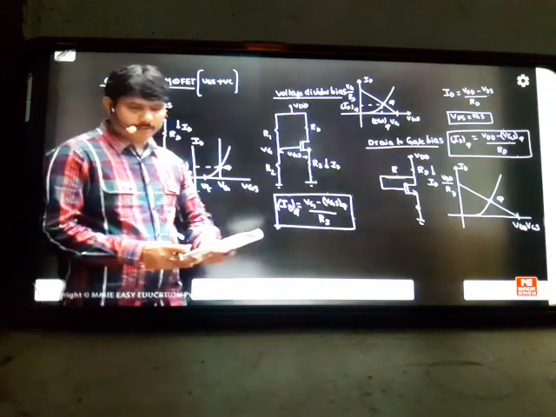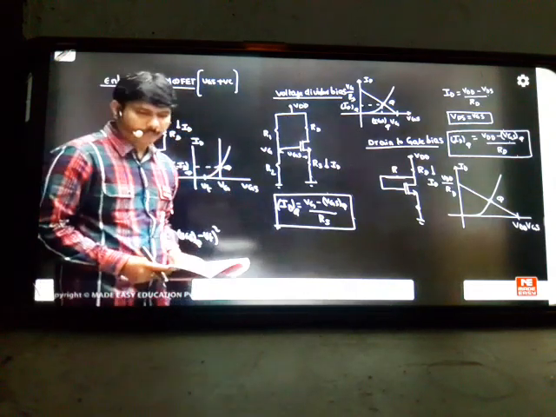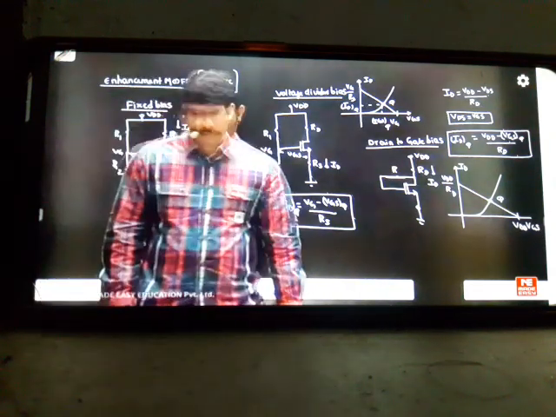Already two students have given good answers. The second answer is also correct, my friend. Great, -4 is the correct answer. Good. Other students, you can verify your answers.